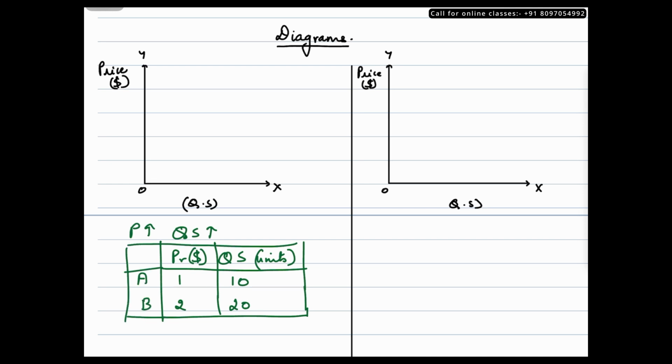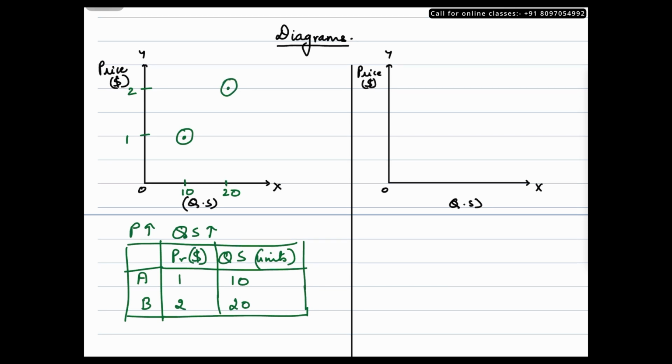Okay, so we'll plot these scenarios on the graph here. So price goes up from 1 to 2. So let us say this is 1 and this is 2, and quantity is 10 and 20. So let's plot. At price 1, quantity was 10 and at price 2, quantity was 20. And we've given the names to these pointers. This is point A and this is point B. Let's draw a line through these. So this is your supply curve.